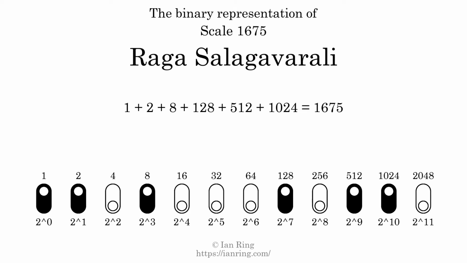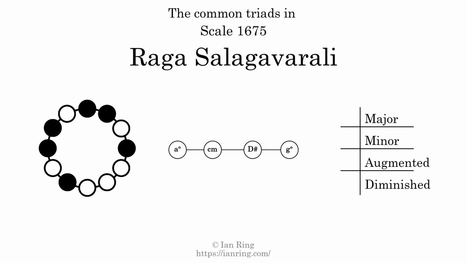That is why the scale number, in decimal, is 1675. The scale number not only enumerates the scale with a unique index, but it also literally describes the tonal content of the scale. Represented as a binary number in base 2, the scale number is 0110100001011. Here are the common triads present in this scale.